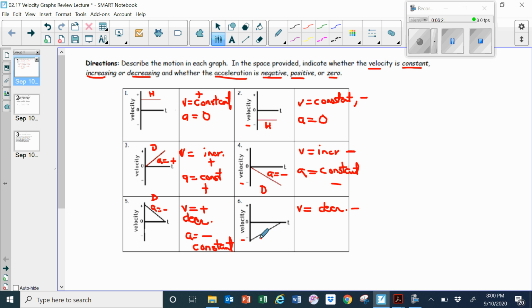Okay, now the slope of this line is positive. Notice that? So the acceleration is going to be positive, and this is a diagonal. The slope of this is positive and constant, so the acceleration is constant and it's positive. Okay, there you go. Okay, got it?